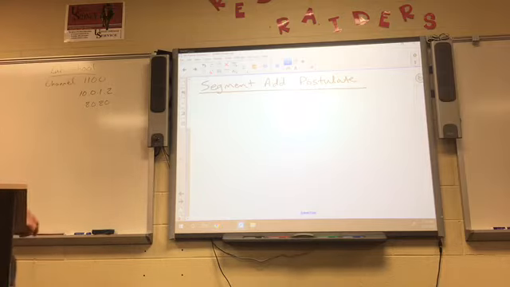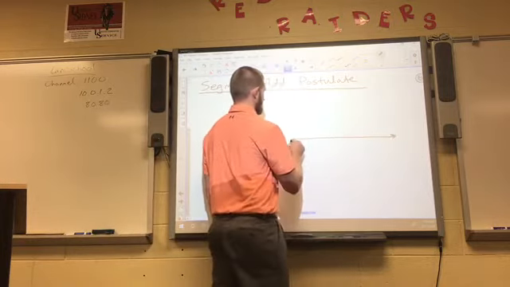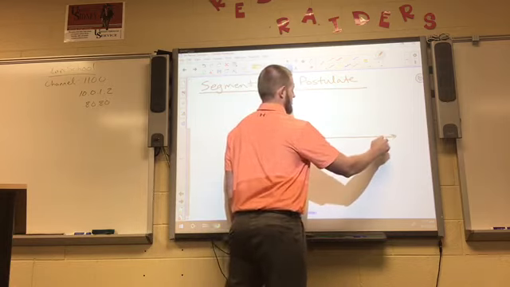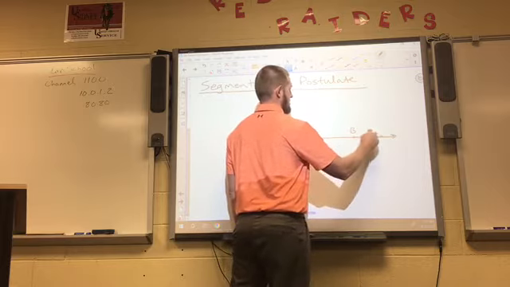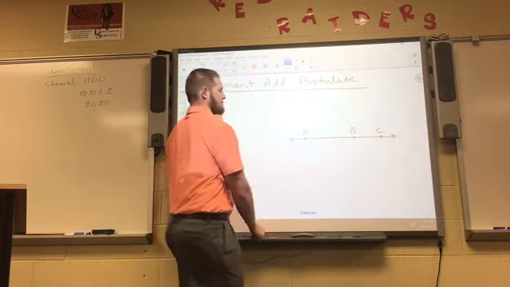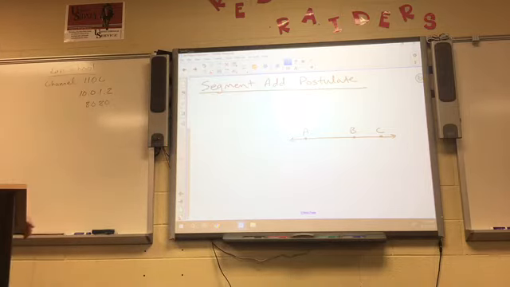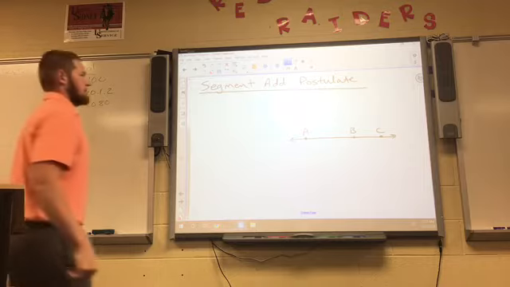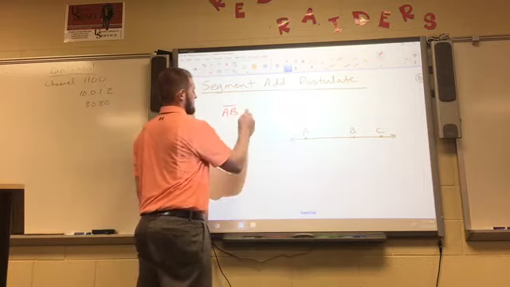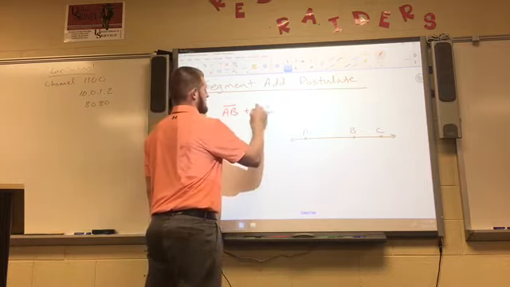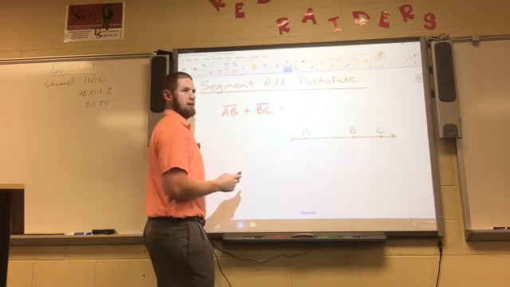Okay? But our segment addition postulate is used when I have 3 points. In this case, I'm going to put B in between A and C. Okay. And what this postulate tells us is that segment AB plus segment BC is equal to, well, if I add those two together, what do I get?